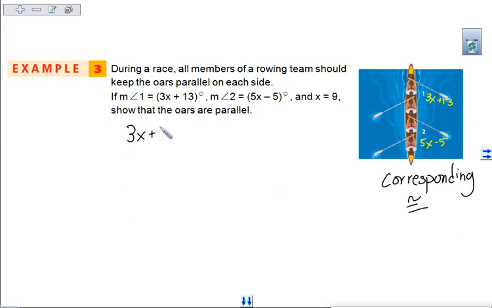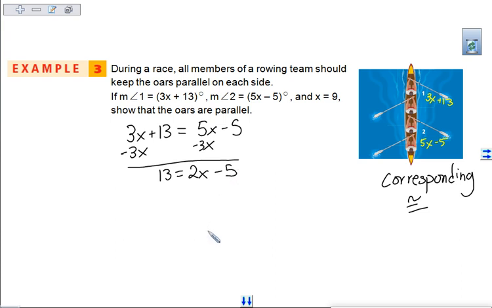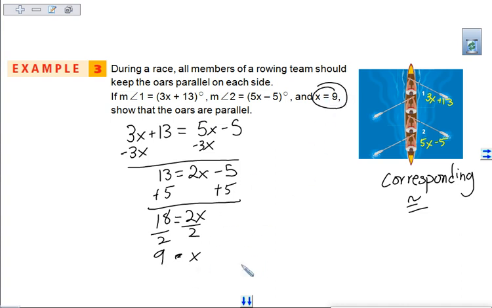So 3x plus 13 equals 5x minus 5. And then what are we going to do? Subtract 3x. So we've got 13 equals 2x minus 5. And what's going to happen next? Add 5. So we've got 18 equals 2x. Then divide by 2. And x equals 9. Which is what we were hoping for. So that means the oars are parallel.